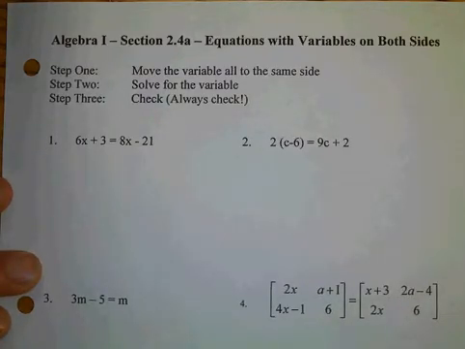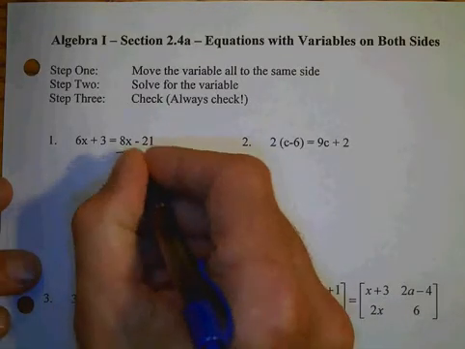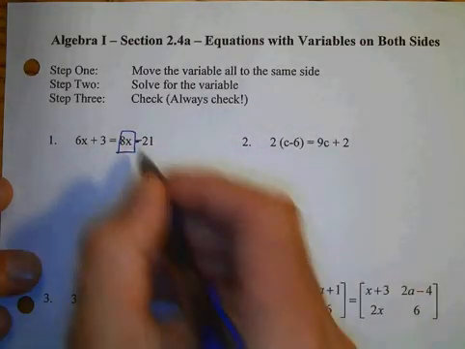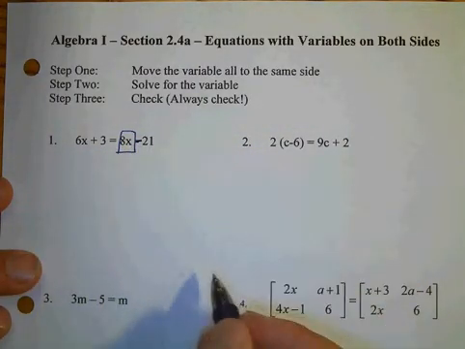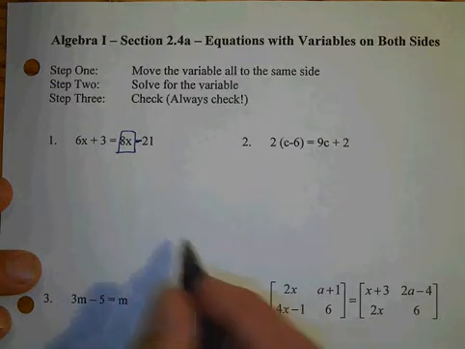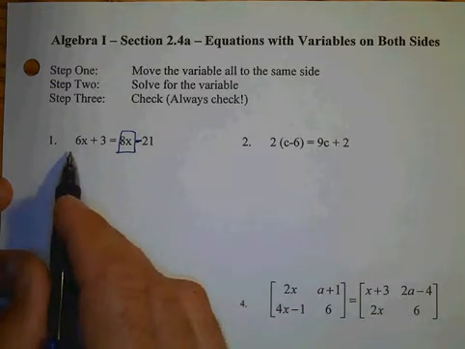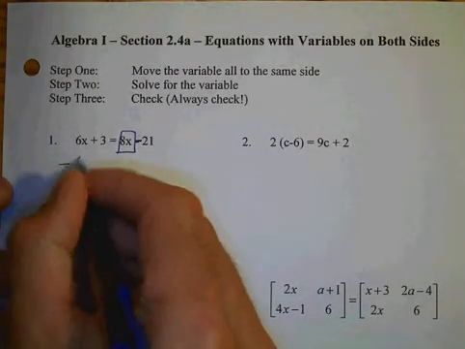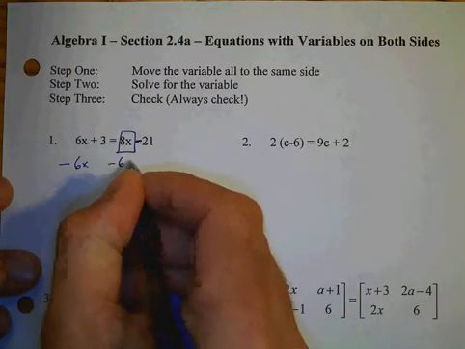side of the equation. Now, as we start, I'm going to circle the 8x because the 8x is the larger of the two variables between 8x and 6x. And my rule of thumb is always going to be to move the smaller variables over to the side where they are bigger. So, to do this, I'm going to subtract 6x from both sides.